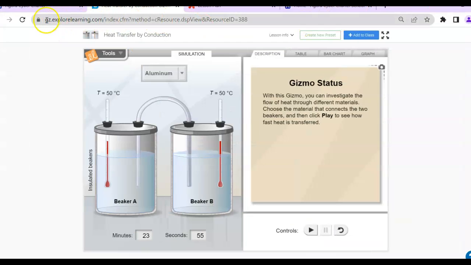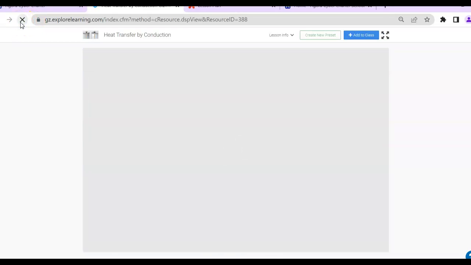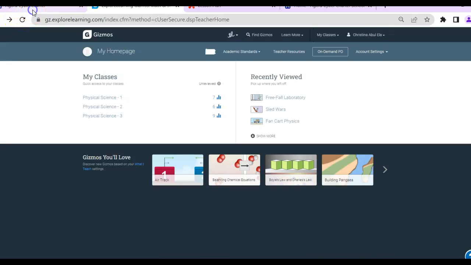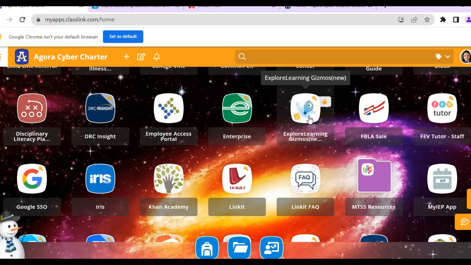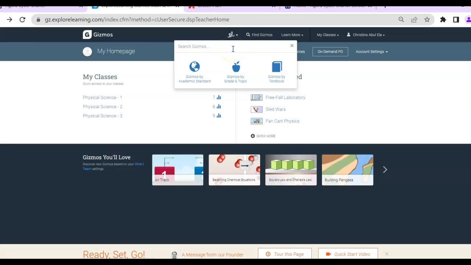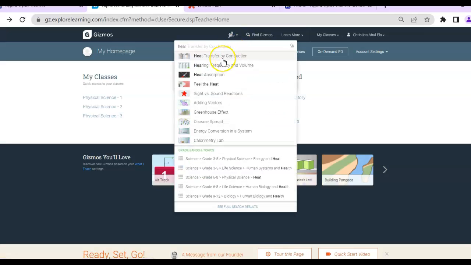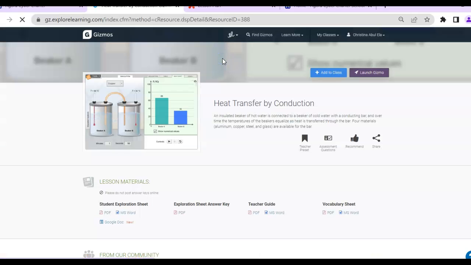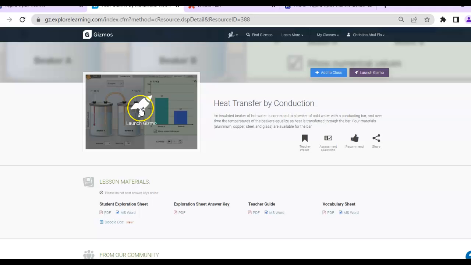And so what I did here, actually, let me go back to the beginning so you could see. Okay, so I went into ClassLink, I clicked on Gizmos, which is right here, and when I did that, I came up to this home page, and this time, again, we are looking for, I guess it's not on mine, it should be on yours though, heat transfer by conduction. So that's the lab that we're going into. And I'm going to launch the lab by clicking on the rocket here, or I can launch the gizmo over here. So I'm going to click on that.